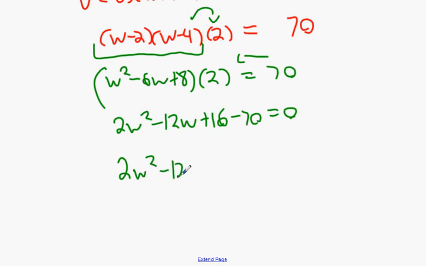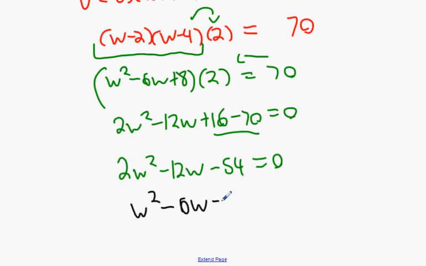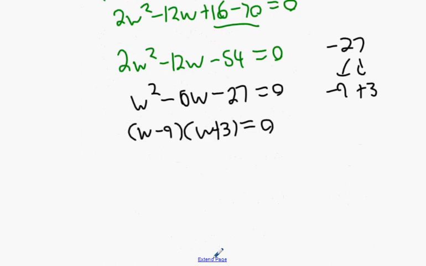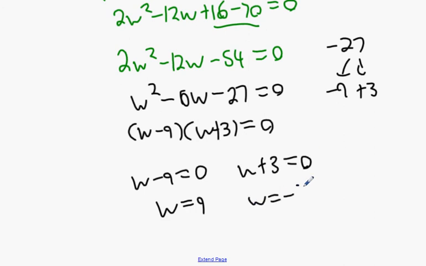(2w squared minus 12w) and then here. Anything that will divide into all of them. 2w squared minus 6w minus 27. Minus 27 is your reference number. You're talking about a minus 9 and a plus 3. So, (w minus 9)(w plus 3) equals 0. w minus 9 equals 0, so w equals 9. Or w plus 3 equals 0, and then w equals minus 3. Everybody alright with that? Okay.